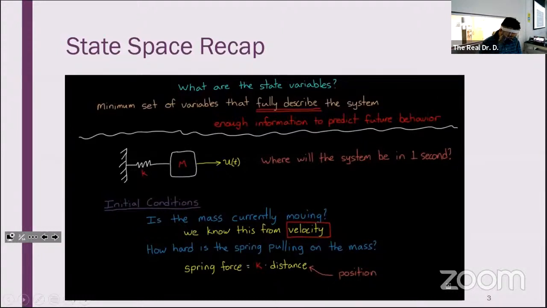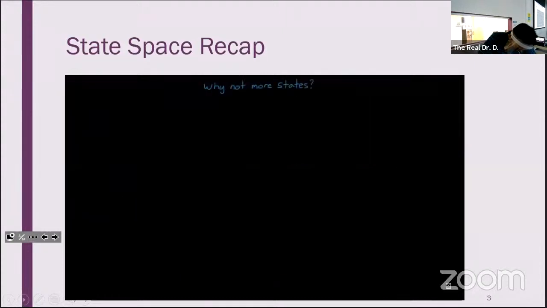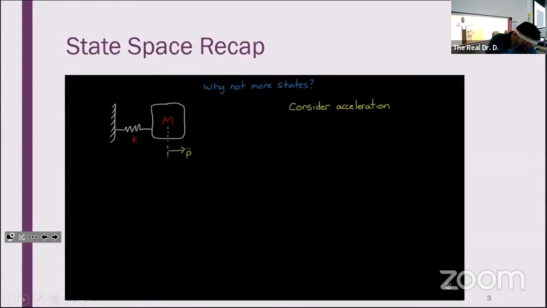So the minimum number of variables we need to fully describe this system is 2, position and velocity. And since there are 2, this is a second-order system. So a natural question now might be, why not more states? Why not 3? Well, to answer that, let's consider acceleration. It's a variable since it's changing along with position and velocity. However, we don't need to know acceleration to fully describe the system.